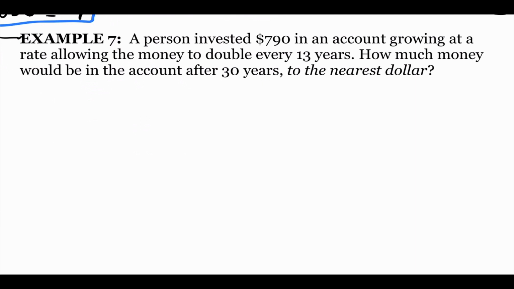Okay, so I'm going to start to underline, highlight some things. They invested $790. It's doubling every 13 years, times 2 every 13 years. How much money is in the account after 30 years to the nearest dollar? Well, it's doubling. It's getting bigger, right? So that's growth.